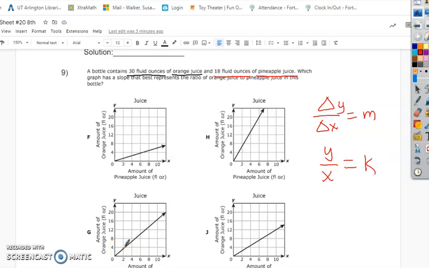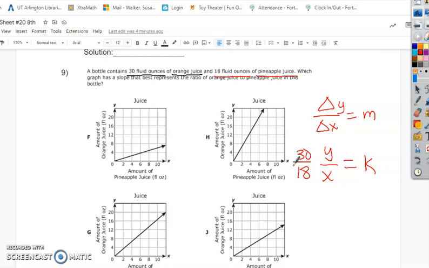When I look here, the first thing I notice is when it says 18 fluid ounces of pineapple juice, I don't see 18 for the pineapple. These are pineapple right here, and these are orange juice on all of these. I want to make sure that I choose the right one, so I'm going to have to work with these numbers a little bit. So y is going to be orange juice. What is y? 30. What is x then? 18.